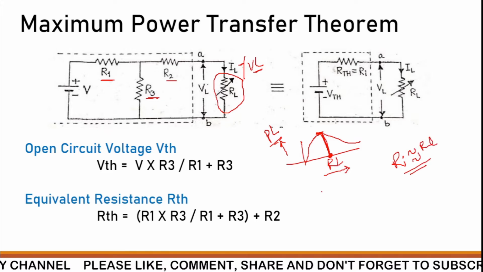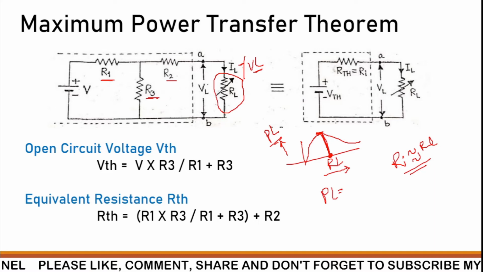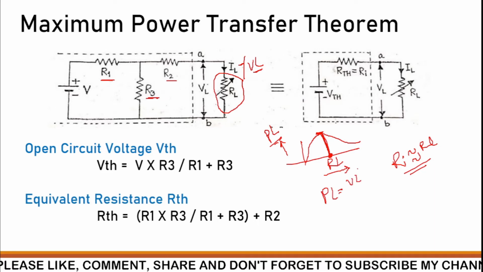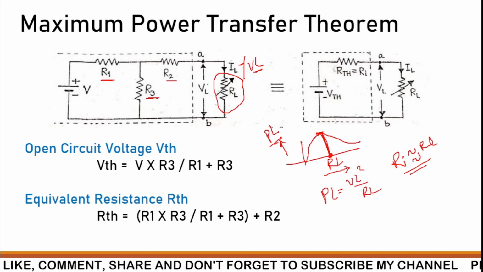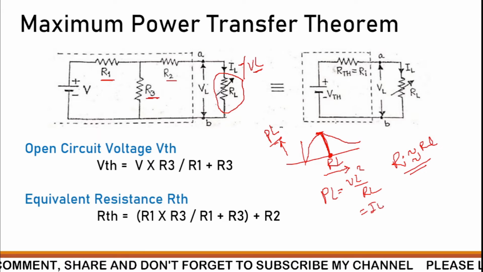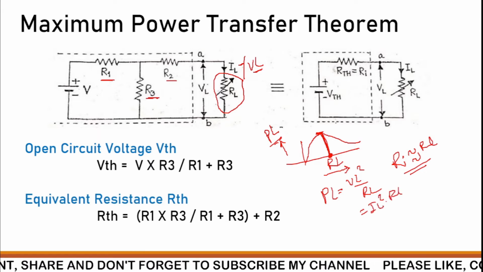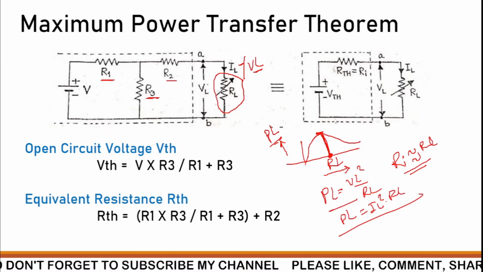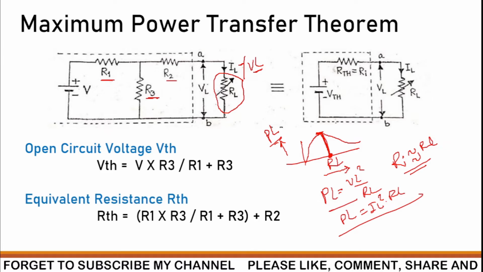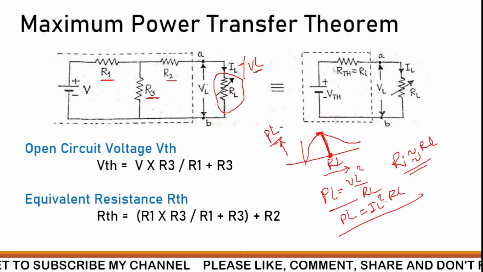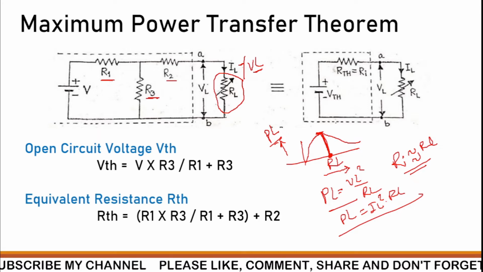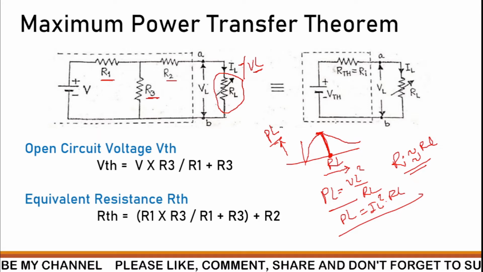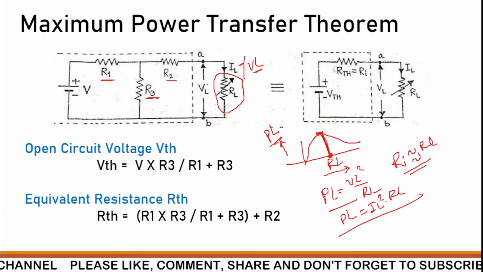Now, to calculate the power, we have the power formulas as VL square divided by RL, or we can have IL square into RL. These are the two formulas we can use. In simulation we can use either formula, but from a practical point of view we are going to deal with the Thevenin theorem, the Thevenin resistance, and then how to calculate the power from those two quantities.